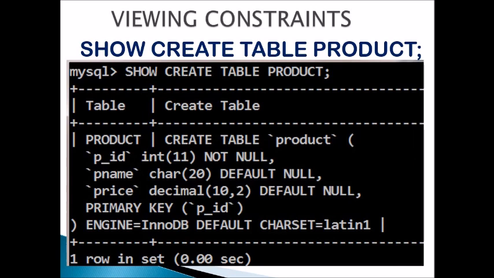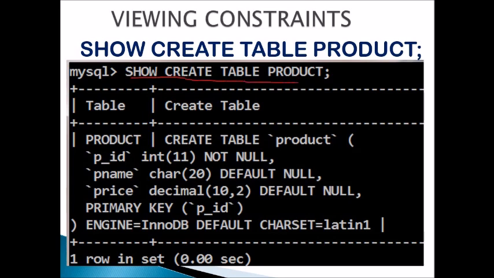Next is how to view the constraints of the table. It is with the help of the show create table command. Show create table product. So if you write show create table product, show create table is the command, product is the table name. This is the type of display it will give. This is the type of display of the create table command.